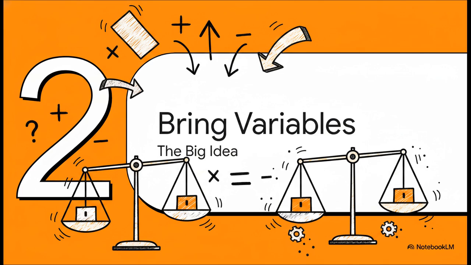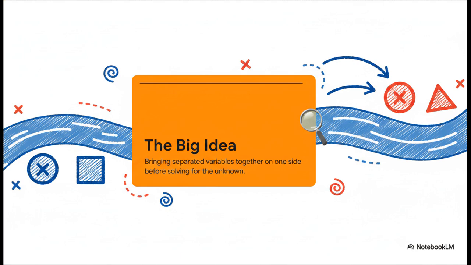Moving on to Section 2, bringing variables together. This is the big idea. The big idea here? It's all about reunion. Imagine the equal sign as this great divide, like a river running right down the middle of your problem. You've got a variable, let's call it x, stranded on the left side and another x over on the right side. Our primary goal, our great balancing act, is that we absolutely must bring our separated variables together onto just one side of that river. We have to make the equation whole before we can even attempt to solve for the unknown.